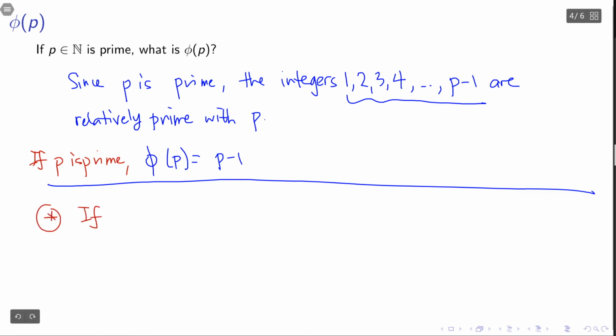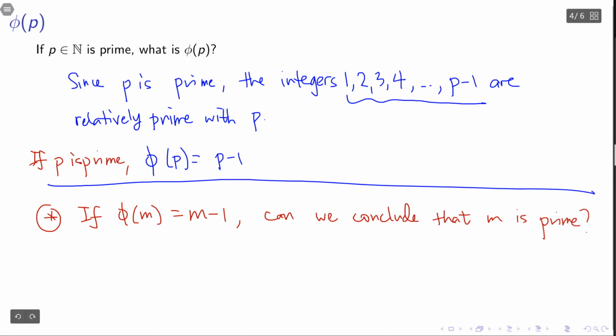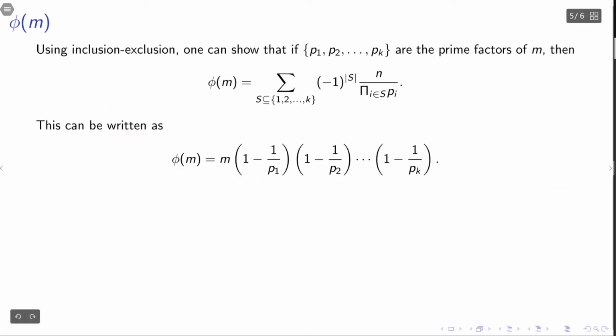So you can think about this yourselves. If I tell you that phi of a given number m is m minus 1, can we conclude that m is prime? Okay, so try thinking about this, how you prove that statement. But I'll move on though, and actually give you a general formula for computing phi of m.